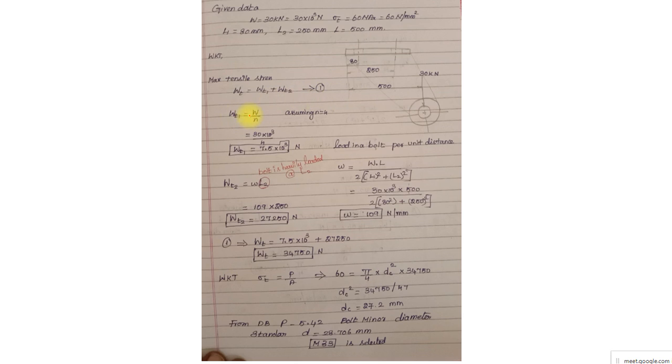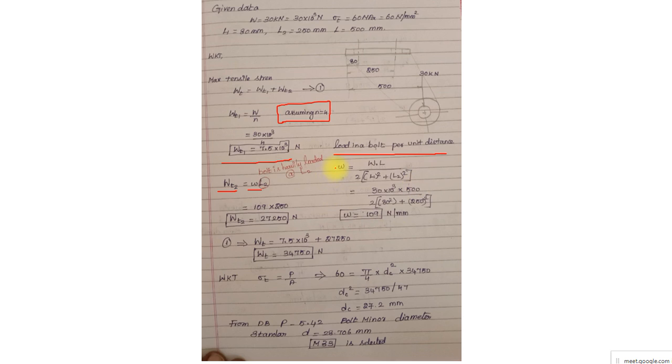So WT1 is equal to W by N. I am assuming here N is equal to 4. N is the number of bolts used in the bracket. With this I am finding WT1. Then I need to find WT2. If I need to find WT2, I need small w. What is small w? The load in the bolt per unit distance. Per unit distance, what is the load which is available? It is the total load into L divided by 2 times of L1 square plus L2 square.